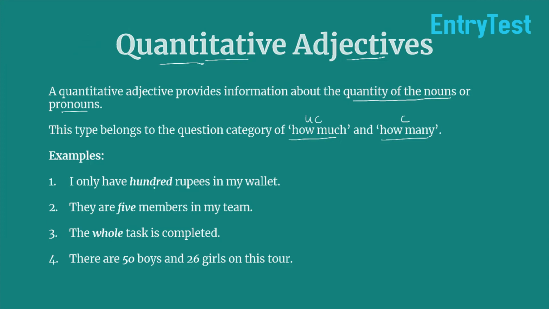I only have 100 rupees in my wallet. So friends, here the word 100 is showing the quantity of the rupees that I have. So this is a quantitative adjective. There are 5 members in my team. So 5 describes how many members I have in my team. Hence, it will be a quantitative adjective. Next, the whole task is complete. Here, whole shows how much. Okay, how much task is complete. Now next, there are 50 boys and 26 girls on this tour. So I hope this is clear that 50 and 26 are going to be quantitative adjectives. I hope friends this is clear.